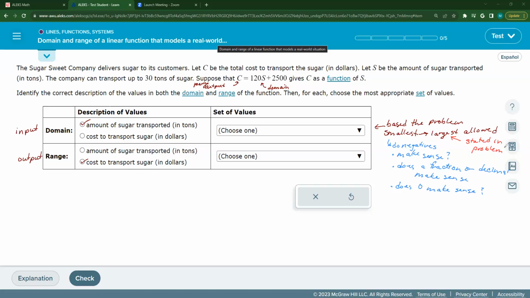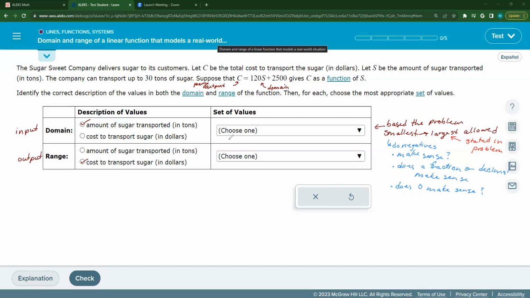All right, so I'm thinking about this. I'm transporting sugar. So does it make sense that I transport negative 50 tons of sugar? No, because how would I get that from other people? So negatives don't make sense. Can I do half a ton of sugar? Yeah, that makes sense. It's not like something that I'm selling a whole block of things. And then does 0 make sense? So if I transport no sugar, yeah, it's not really doing anything, but it does make sense. It's something that is reasonable.